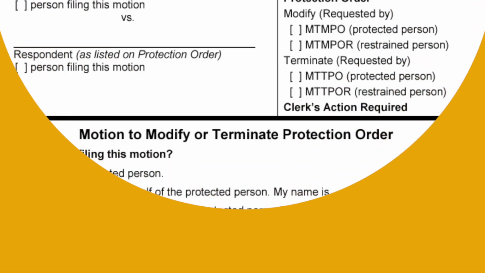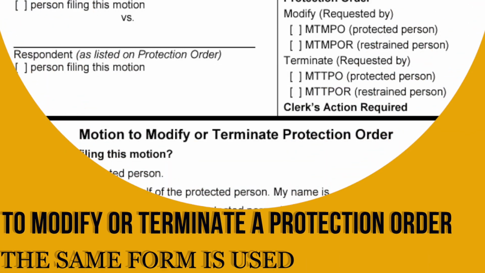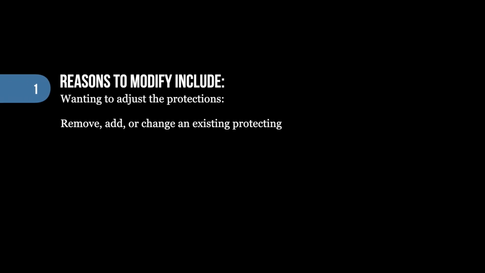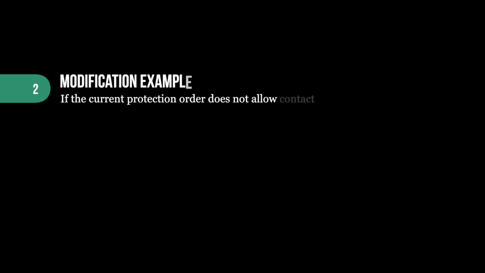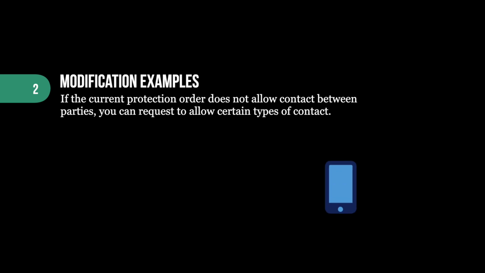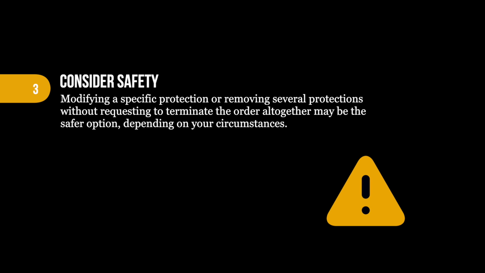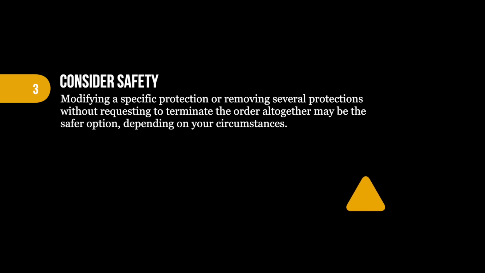If you want to modify or terminate a protection order, the same form is used to make either request. Reasons to modify a protection order may be the need to remove specific protections or adjust certain restrictions. For example, if the protection order currently does not allow contact between parties, a modification may be requested to allow specific forms of permitted contact between the restrained person and the protected person or protected children. When protection orders are working, especially between 2 people co-parenting, a modification may be the safer option for the protected person rather than terminating the order altogether.